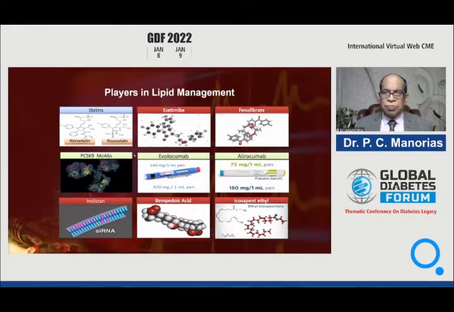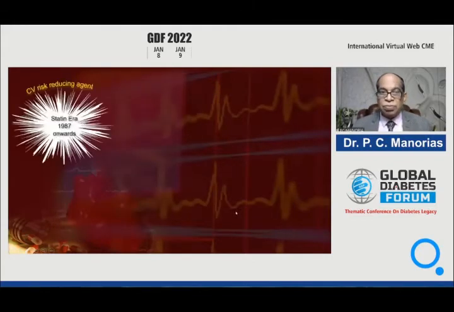And these are the players for lipid management. All of us are aware of it. Statins, ezetimibe, PCSK9 inhibitors, inclisiran, which is now approved by US FDA, bempedoic acid approved but not available, icosapent ethyl approved but not available in our country.